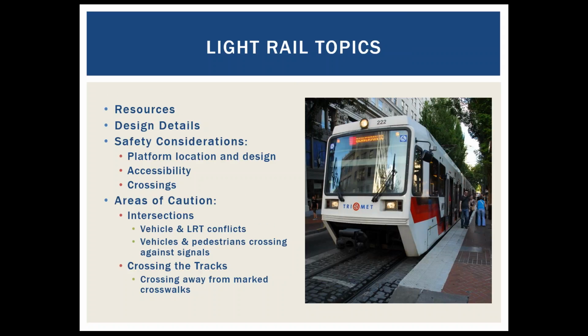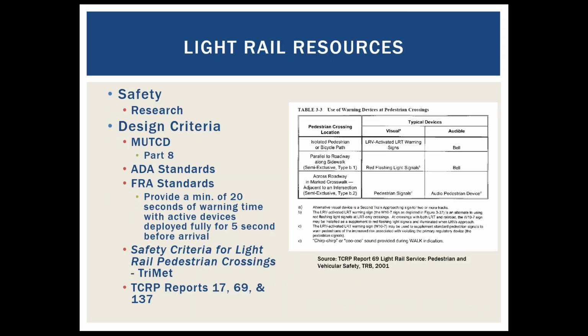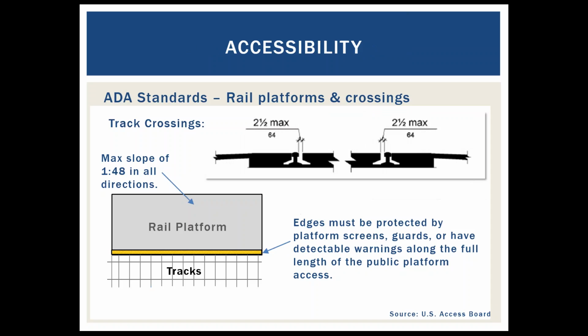Again, we're following a similar format. And I won't talk about all of these resources, but you can see they're there. Again, the Federal Rail Administration has some additional resources that pertain to light rail. Platform design is similar to what I discussed previously. That's a repeat of what I talked about for BRT, but you do have the additional requirements with track crossings, the flangeway gaps that are necessary for the train wheel flanges.